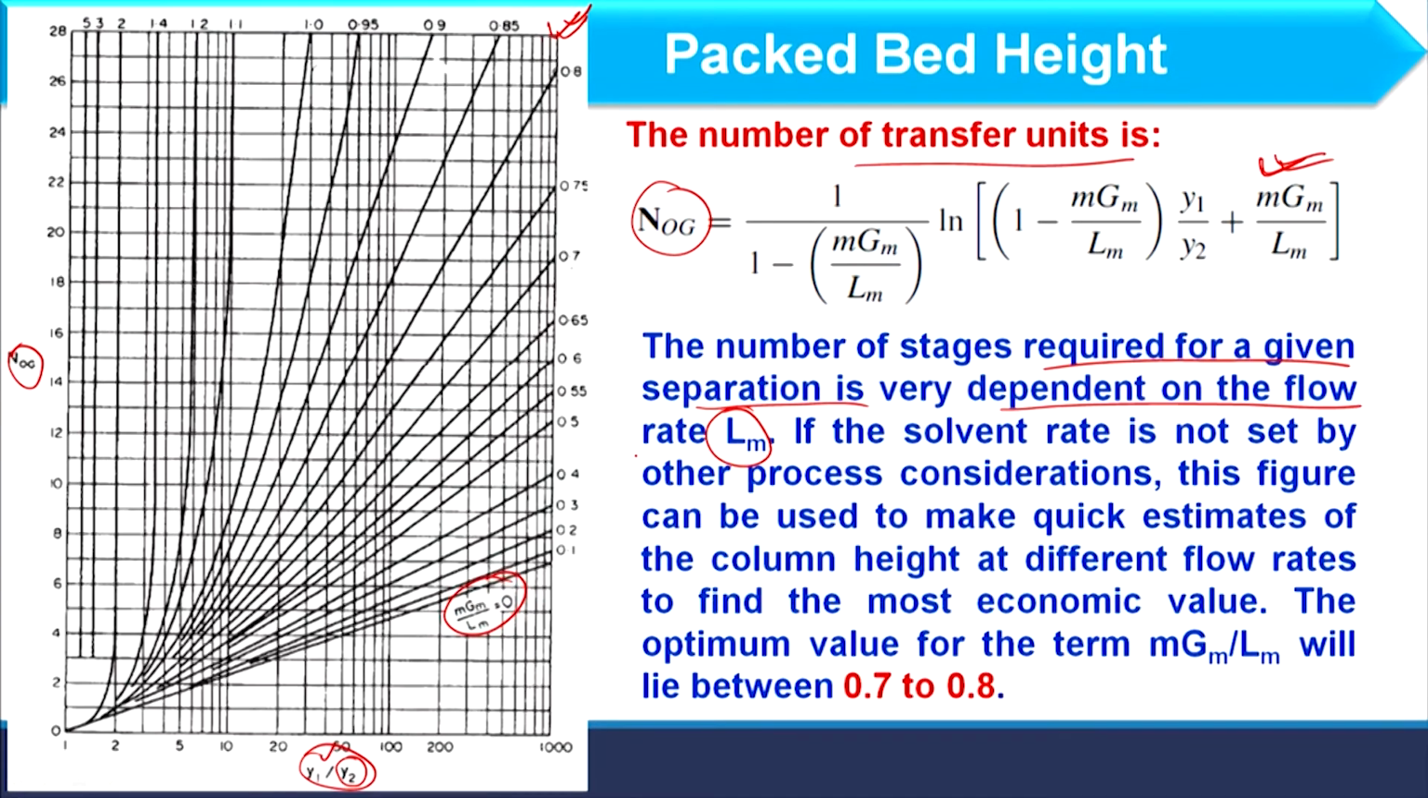However, if there is any condition where we cannot obtain the LM value, then how can I choose the mGM by LM value? The optimum range of this is given by the researcher Colburn, and he has mentioned the optimum range of mGM by LM between 0.7 to 0.8. Okay.